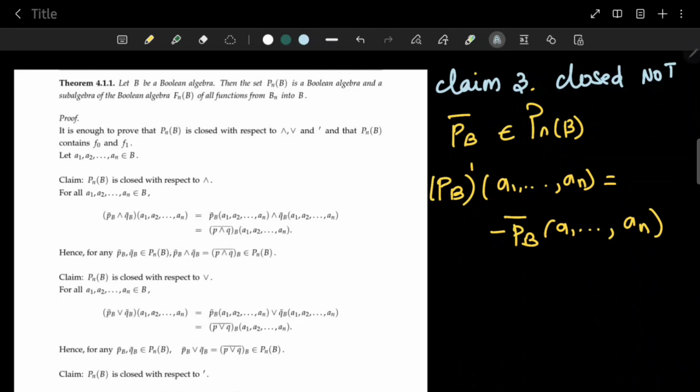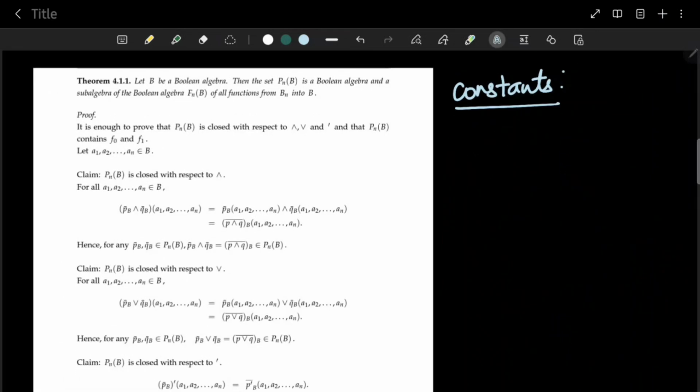Now, of course, for claim 3, that it is closed under NOT. We are taking an element p in P_n(B). The complement of p(a1, ..., an) is equal to minus p(a1, ..., an). We are just negating a Boolean expression. The result is still a Boolean expression. So P_n(B) is closed under NOT as well.